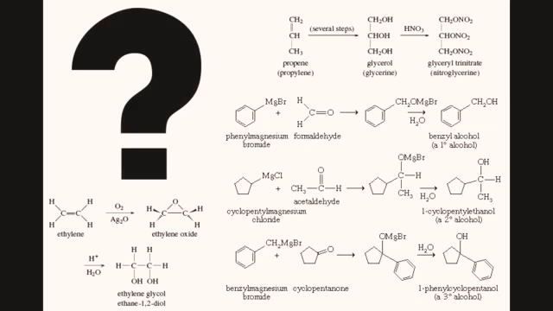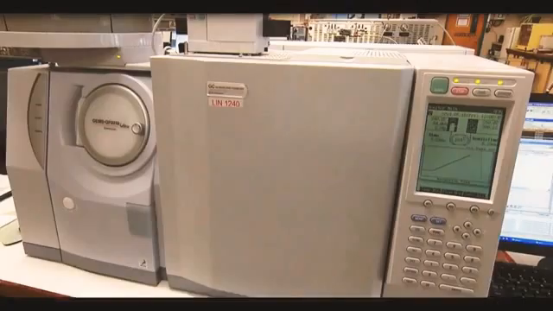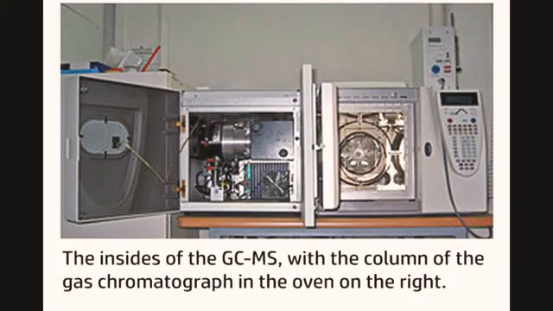To perform these analytical techniques in a laboratory, a GCMS instrument is used. It is composed of two major building blocks, the gas chromatograph and the mass spectrometer. But the question is, how does this GCMS work inside the laboratory?